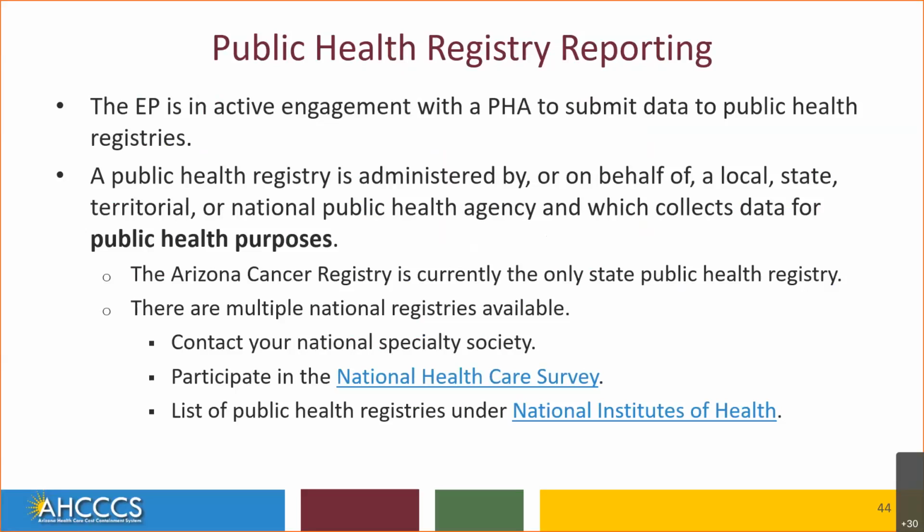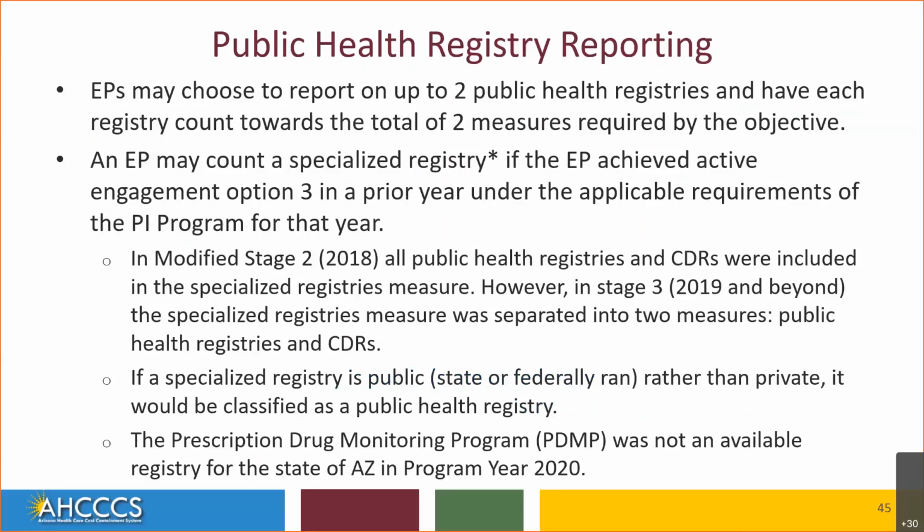And keep in mind, we're providing all of this data to you because potentially it's easier for you to meet 2 measures and submit data to 2 different registries than for you to meet the exclusions for all 5 measures, because keep in mind, if you take an exclusion for one measure, you have to take an exclusion or meet the measure for the remaining measures underneath this objective. So EPs may choose to report on up to 2 public health registries and have each registry count towards the total of 2 measures required by the objective.